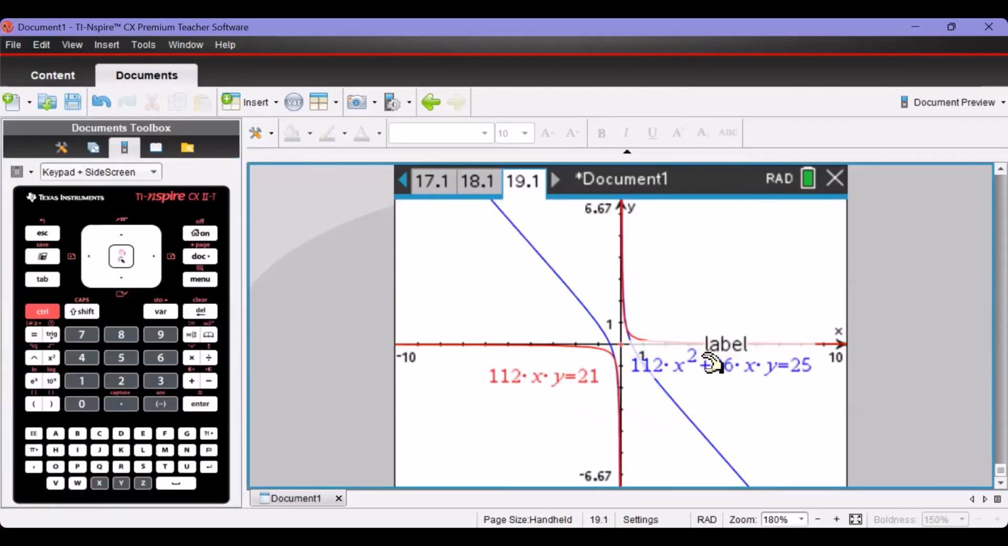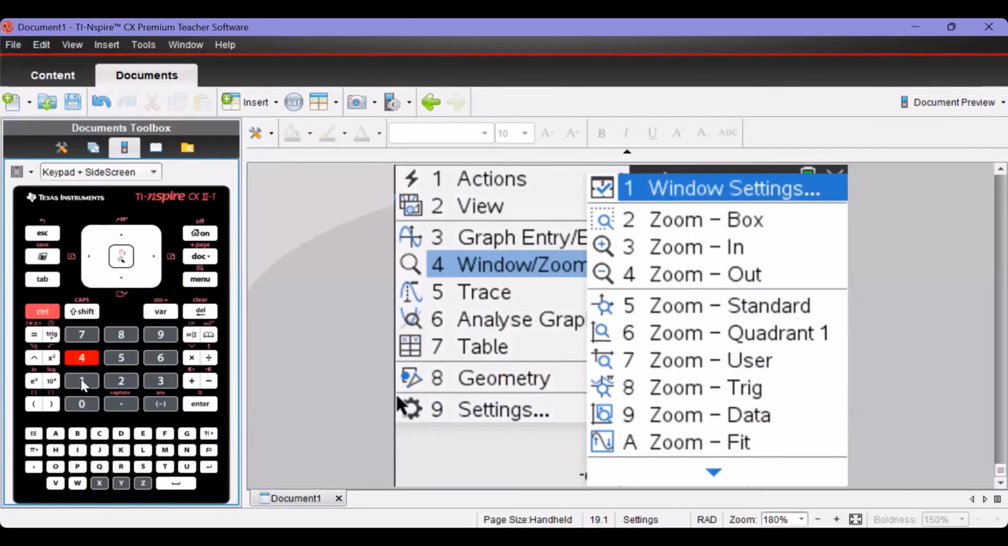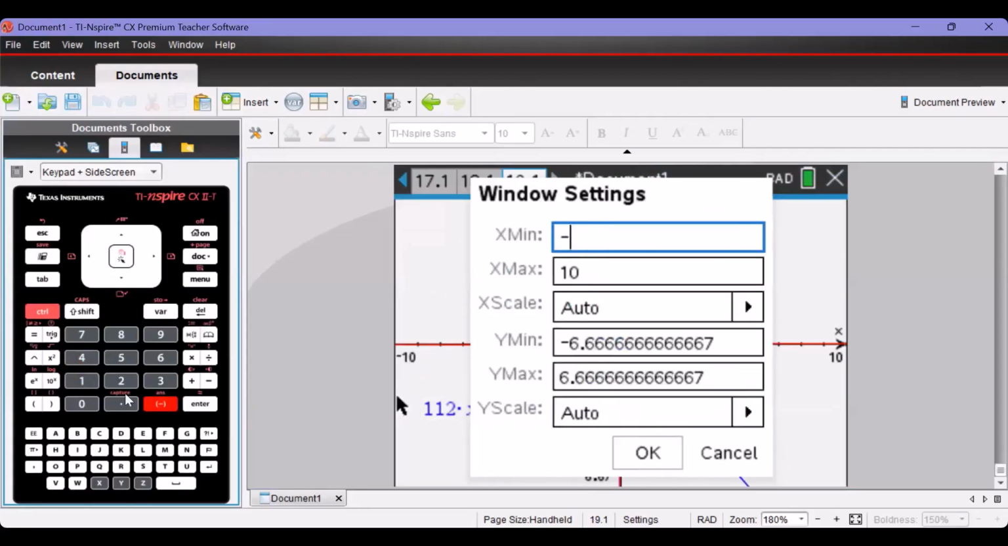So what we'll do now is we'll set a better window. Press menu, 4 for window zoom, 1 or enter for window settings. So let's have an X min of say 1. Press tab and an X max of 1. We can use a scale of 0.25. Press tab. Let's have a Y min of -3 and a Y max of 3 and a Y scale, say, of 0.75. Press tab to highlight OK and then press enter.